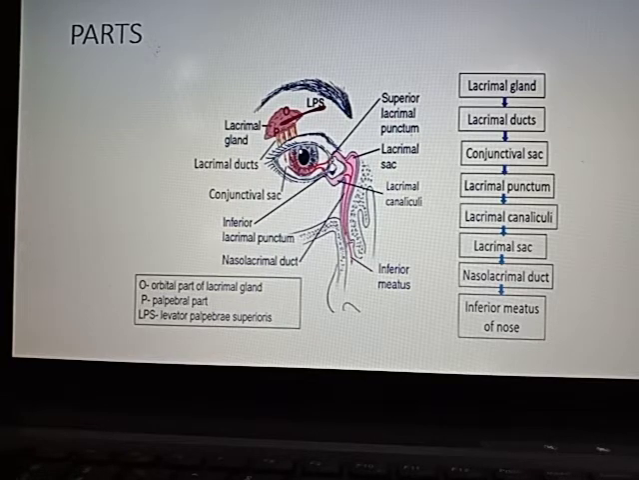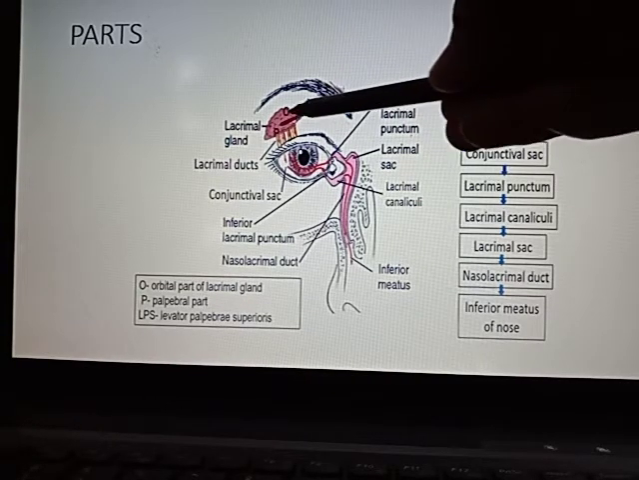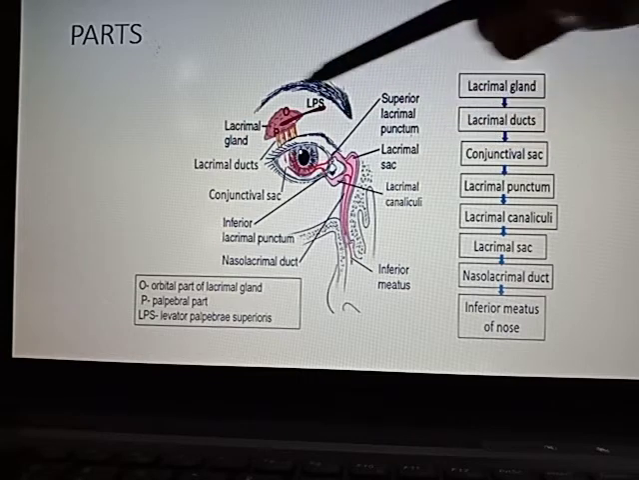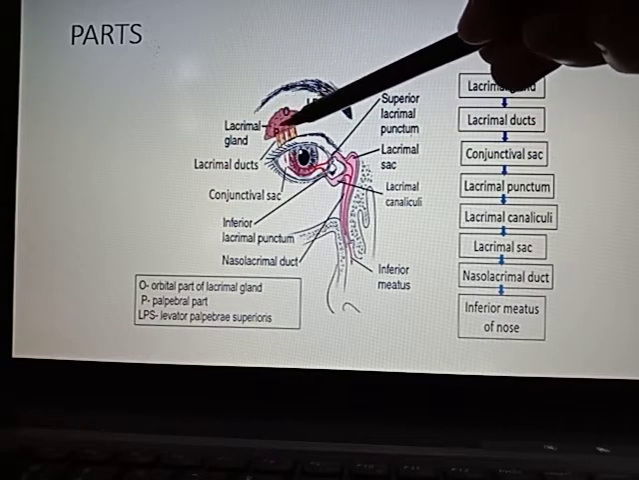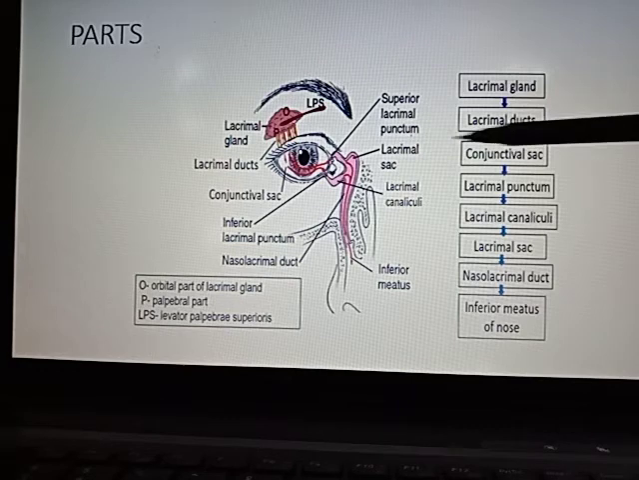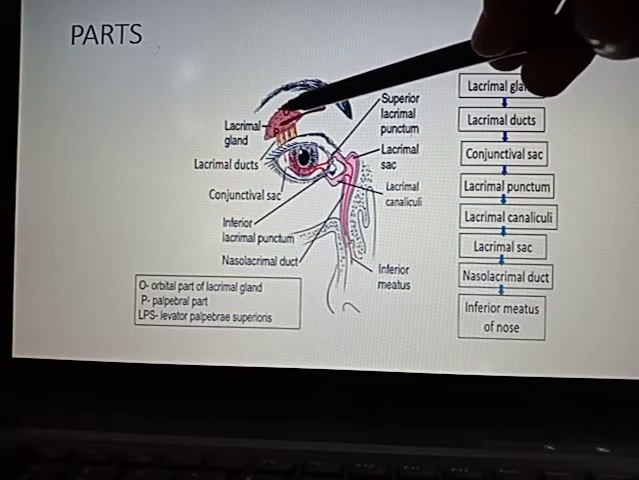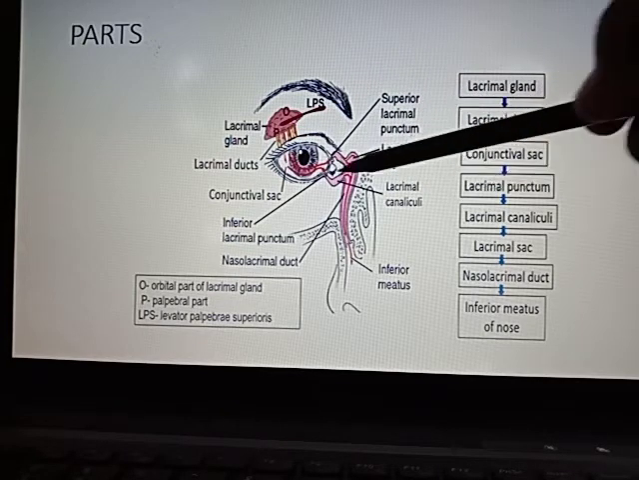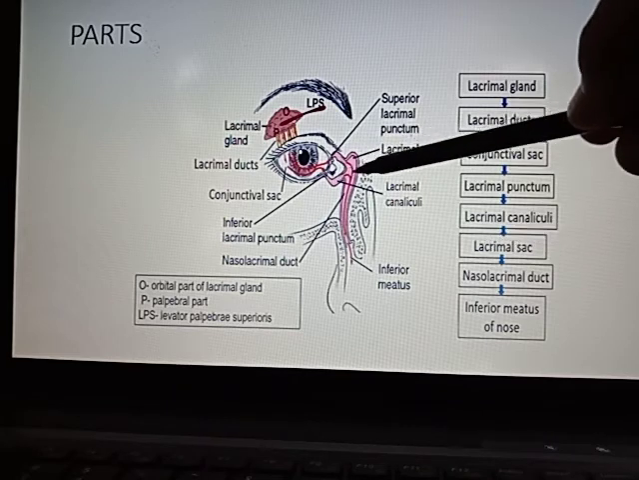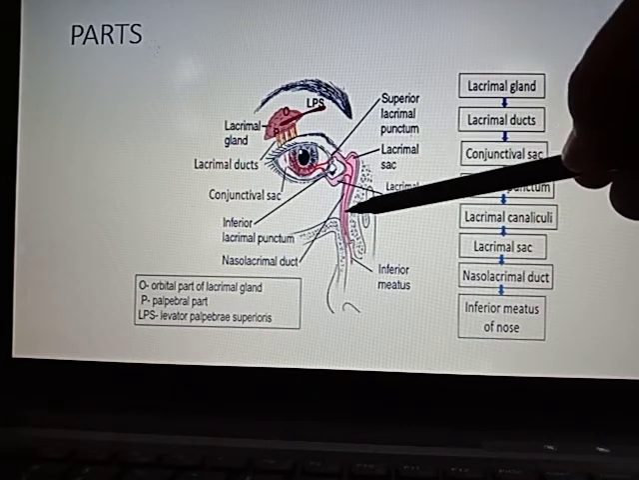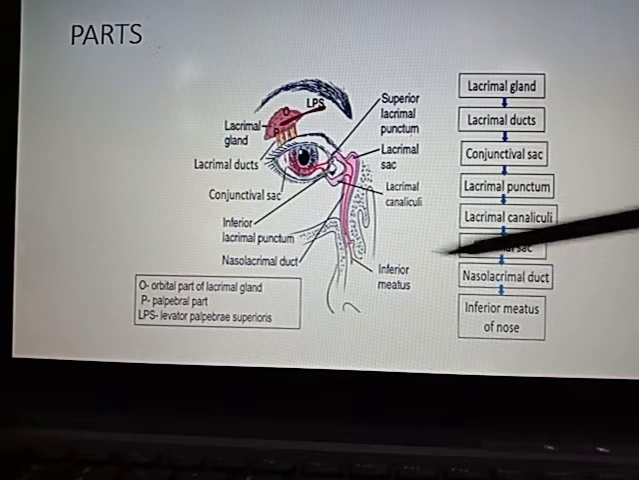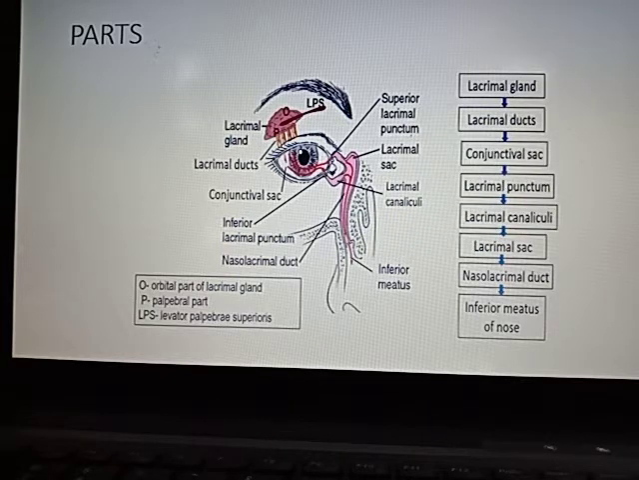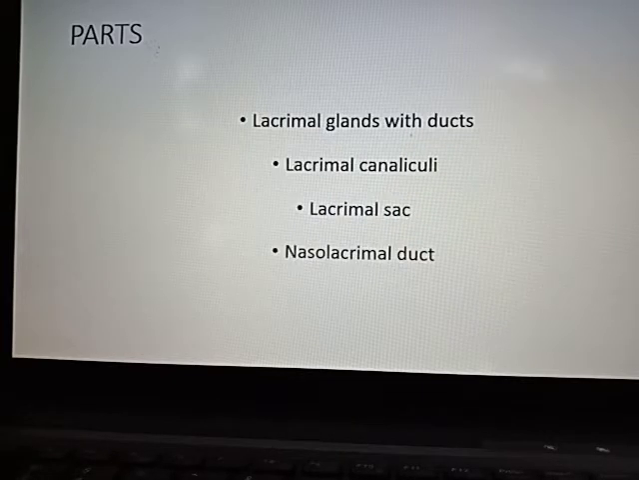And here we will find one muscle. This is the levator palpebrae superioris muscle. It divides the gland, and this part is the palpebral part and this is the orbital part. Okay, nasolacrimal duct. The tear from the lacrimal gland goes to the lacrimal duct, then the conjunctival sac, then the lacrimal punctum, lacrimal canaliculi, and then the lacrimal sac. From the lacrimal sac it goes downwards through the nasolacrimal duct to the inferior meatus of the nose. Okay, go to the next slide.